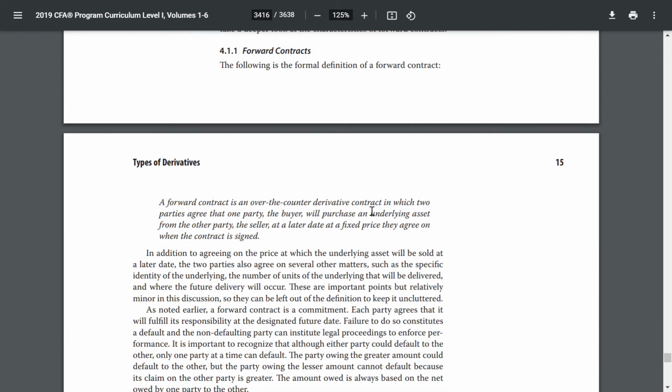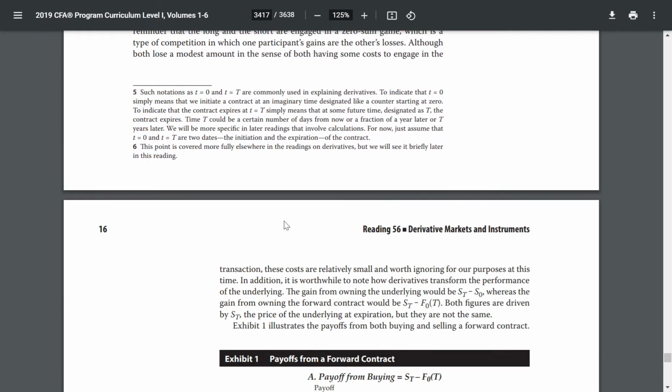Forward contracts. A forward contract is an over-the-counter derivative contract in which two parties agree that one party, the buyer, will purchase the underlying asset from the other party, the seller, at a later date at a fixed price they agree on when the contract is signed.